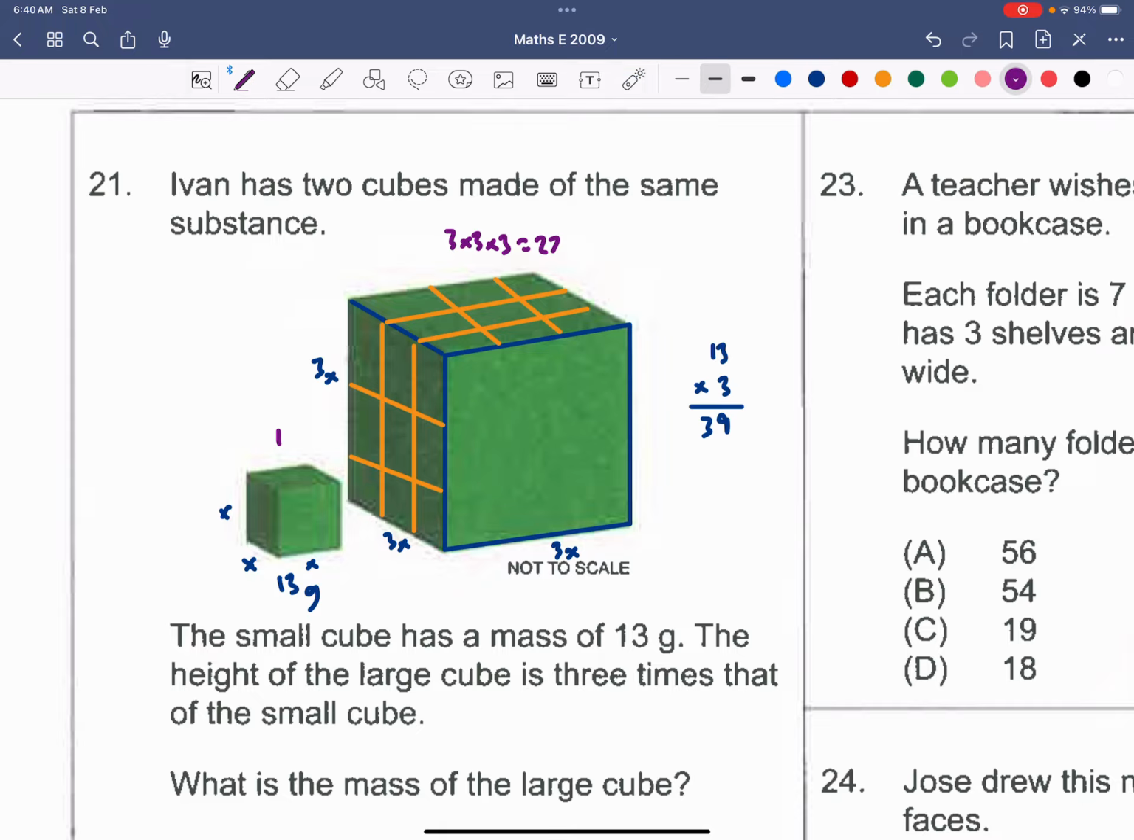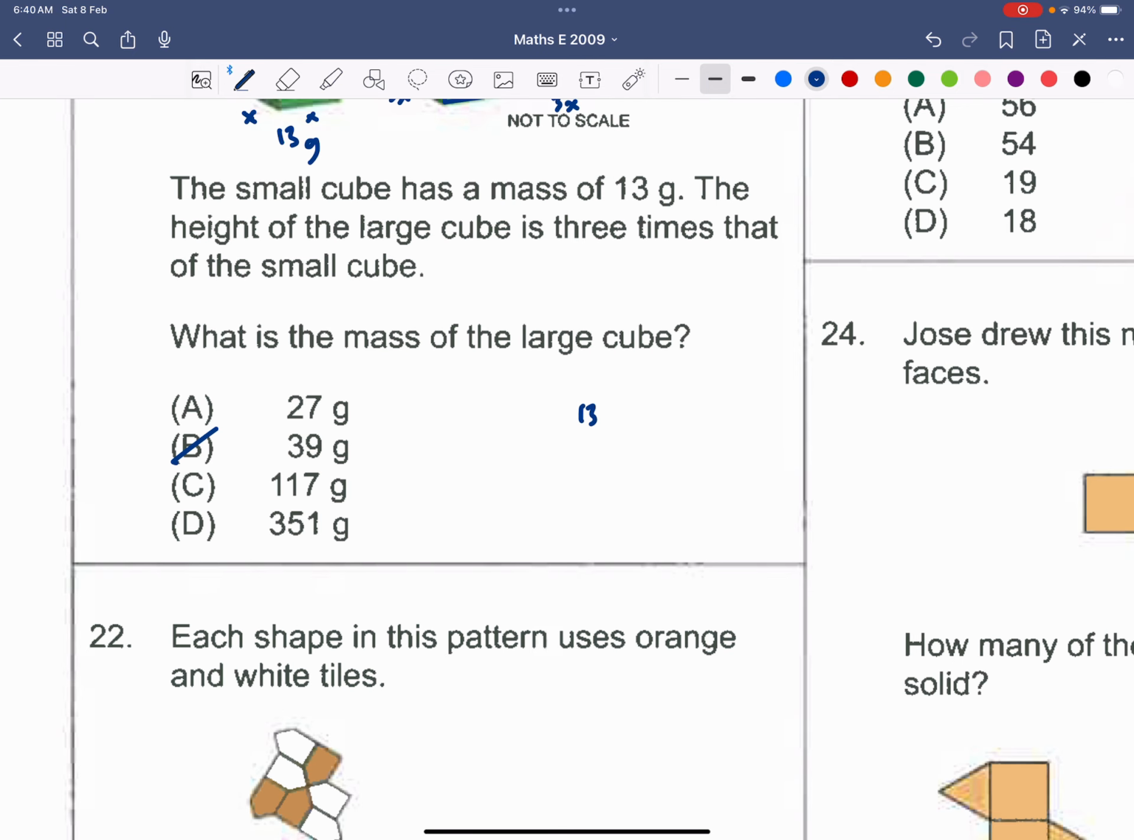There are lots and lots of blocks. Not 3 times as many blocks, not 9 times as many blocks, but there are actually 27 times as many blocks in this second shape. So if this first block weighs 13 grams, the next one is not going to weigh 39. You don't times it by 3. That would be wrong. We actually have to times it by 27. All right, and this is going to be a big number, 13 times 27.